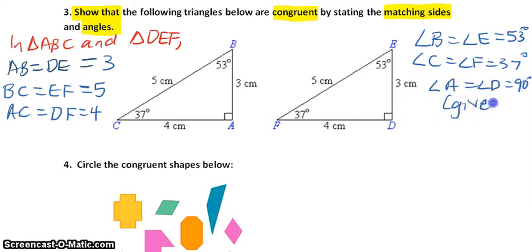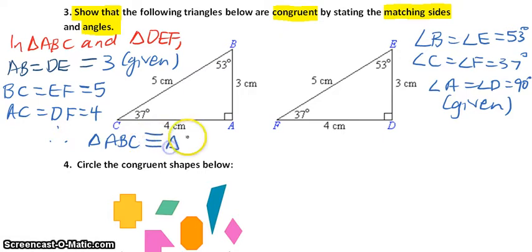So if I was going to write a reason, that would all be given. Same here. If I was going to write a reason, that would all be given. Okay. And basically, I'm going to say, therefore, triangle ABC is congruent to triangle DEF.